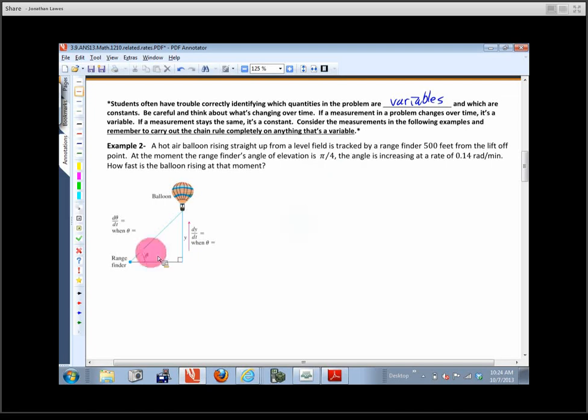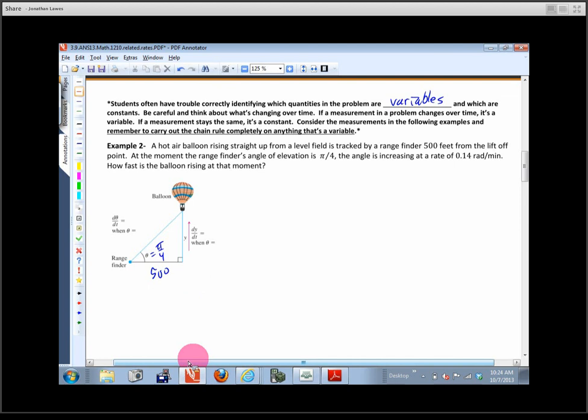So should we label this right here, don't write anything down yet, should we label that as pi fourths? And should we come over here and say, hey, you know what, this is going to be pi fourths, this is going to be 500, and just go at it like that? No, shouldn't do that. Think about what's changing. Is this distance right here, this horizontal distance from where we're taking the observation to the liftoff point, changing or is that constant? Constant. That's going to be 500.